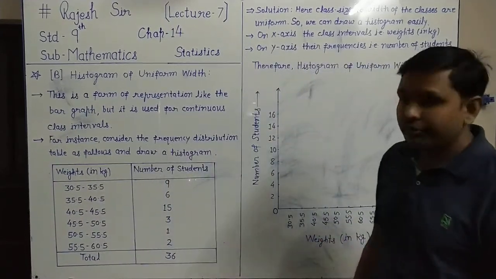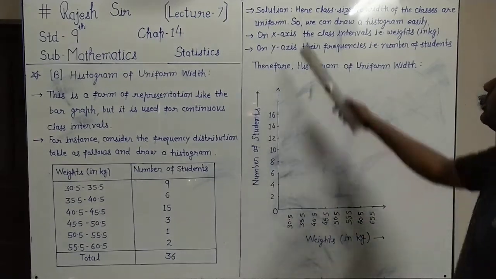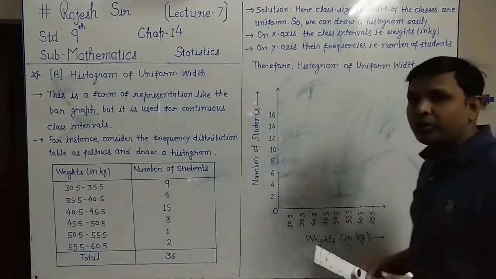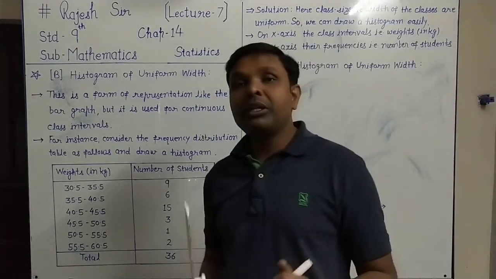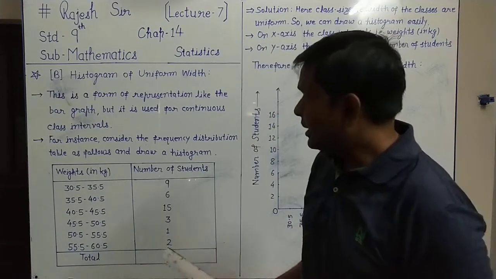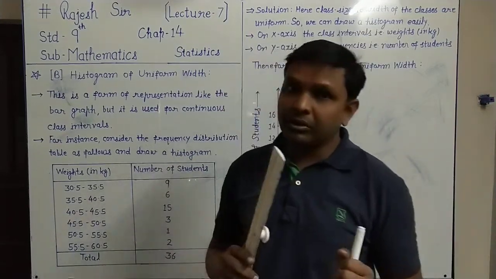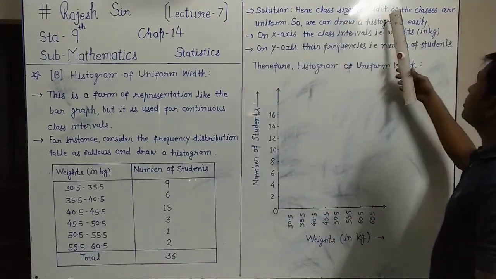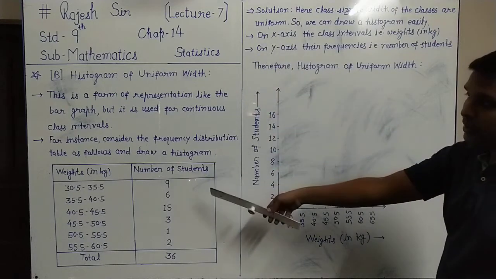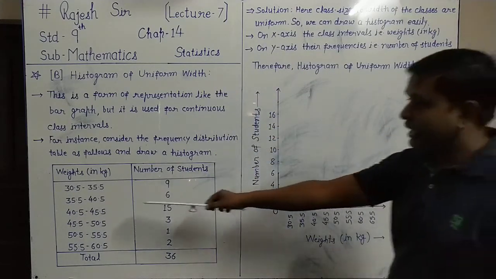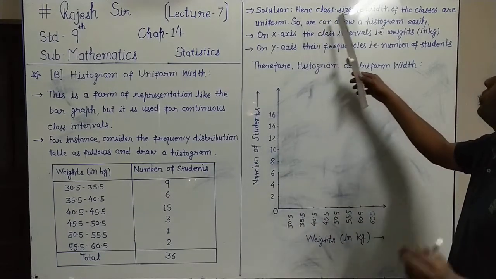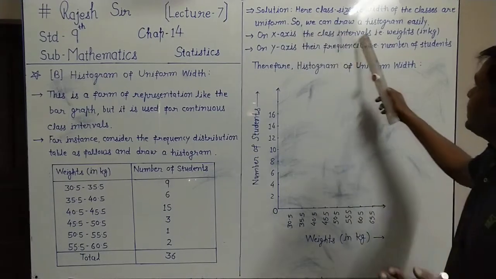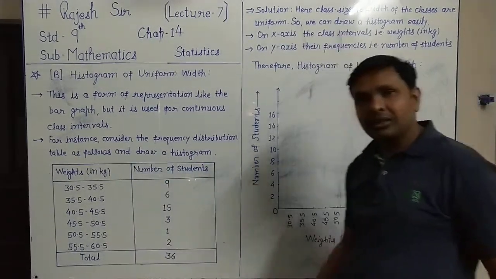So how do we draw this type of graph? Let's see. In the solution of this example, before drawing the histogram it is very important to check carefully whether the class sizes are of equal length or not. Here the class widths are uniform, each class has a gap of 5. So we can draw a histogram easily by showing the class intervals on the x-axis.